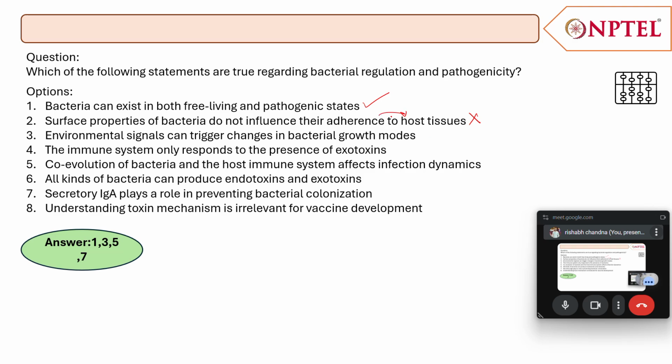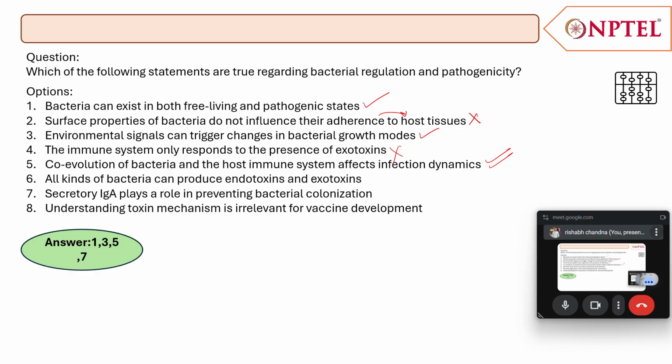The environmental signals can trigger changes in bacterial growth modes. Okay, so environmental signals can trigger changes in bacterial growth modes. Yes. The immune system only responds to the presence of exotoxins. No, this is false. It can also respond to the endotoxins as well. Coevolution of bacteria and the host affects infection dynamics. Yes, this is correct because if the immune system is coevolved with the pathogen, then in that case the pathogen will lose its infectivity with time.